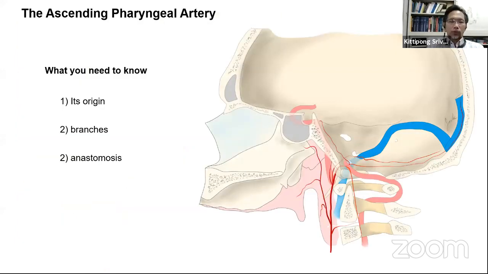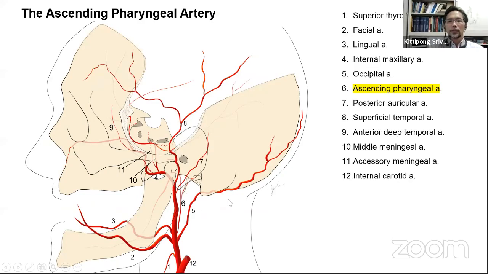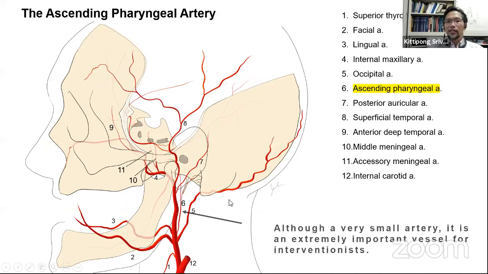So the last thing that I want to talk about is the ascending pharyngeal artery. Again, it's a very small vessel. I wanted you to show me where the ascending pharyngeal artery is in this picture, if you know. It's number 6, okay? It's a very small vessel, but it is an extremely important vessel for the interventionist. Small vessels, okay? In neuro, small vessels really matter.